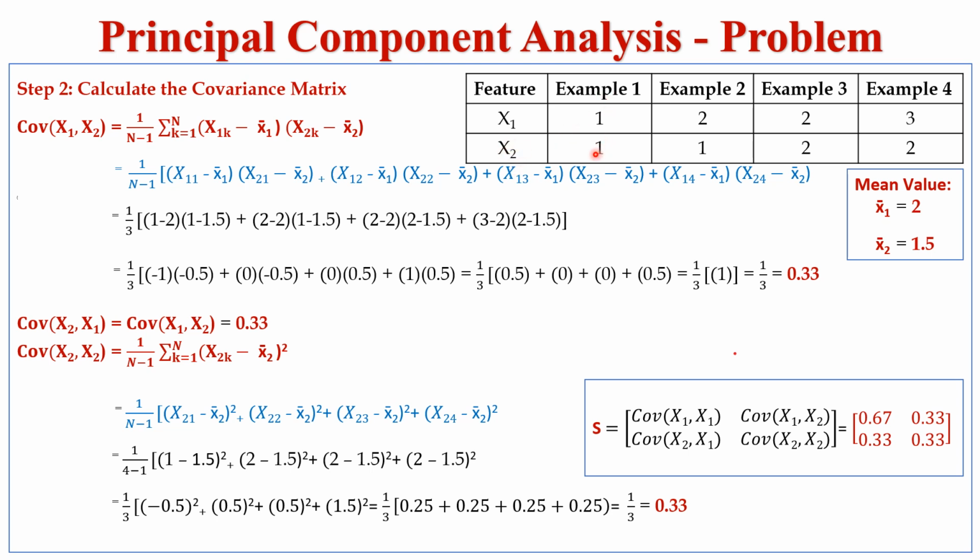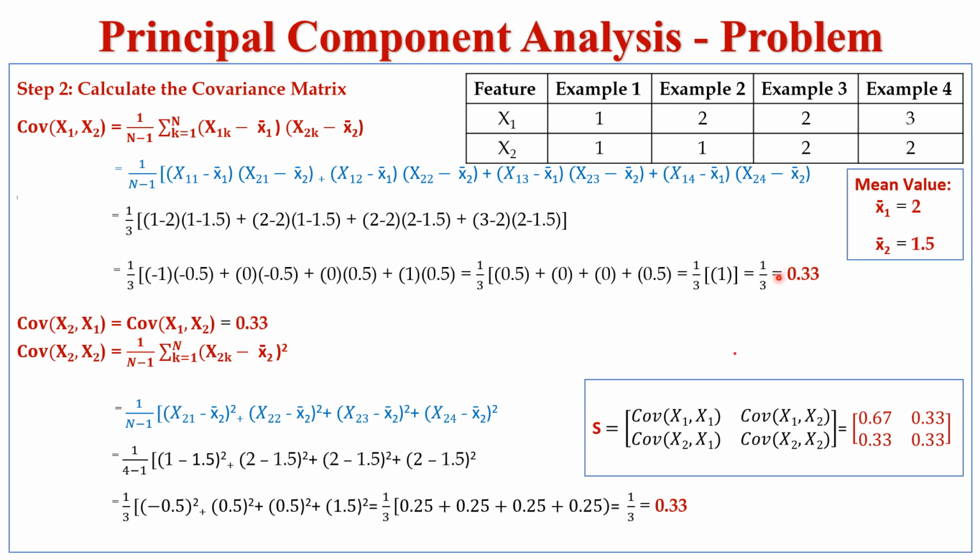The value is 1 for x21. Similarly, for x22, using the values of the x2 feature and example 2, the value is 1. The value for x23, by considering the feature x2 on example 3, is 2. And for x24, by considering the feature x2 on example 4, the value is 2. After substituting this in the formula, we get the value as 0.33.